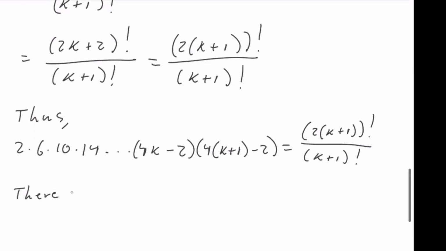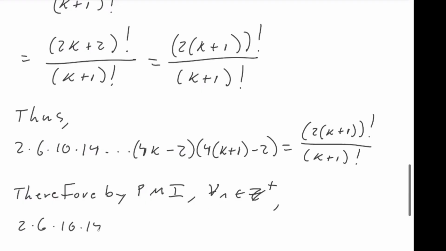Therefore, by PMI, for every n that's a positive integer, I know 2 times 6 times 10 times 14, dot, dot, dot, times 4n minus 2 is equal to 2n factorial over n factorial. And that is my proof, right?